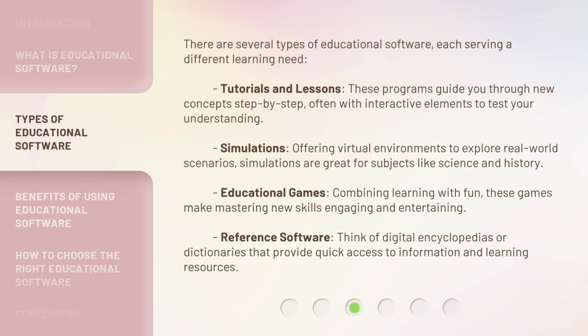There are several types of educational software, each serving a different learning need. Tutorials and lessons. These programs guide you through new concepts step by step, often with interactive elements to test your understanding. Simulations. Offering virtual environments to explore real-world scenarios, simulations are great for subjects like science and history. Educational games. Combining learning with fun, these games make mastering new skills engaging and entertaining. Reference software. Think of digital encyclopedias or dictionaries that provide quick access to information and learning resources.